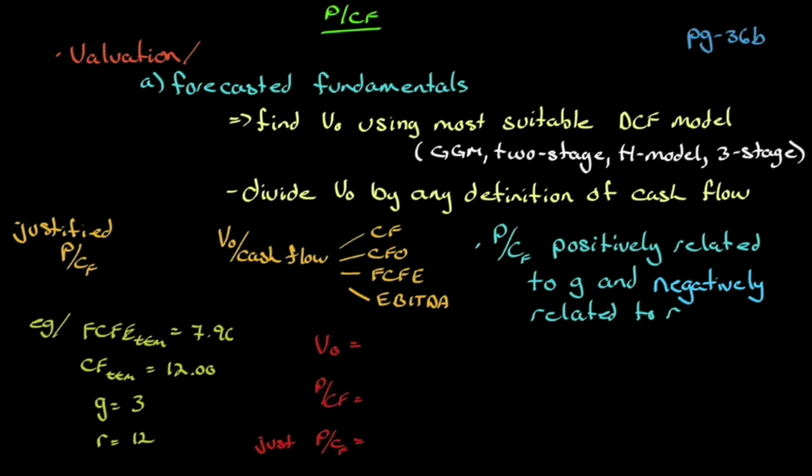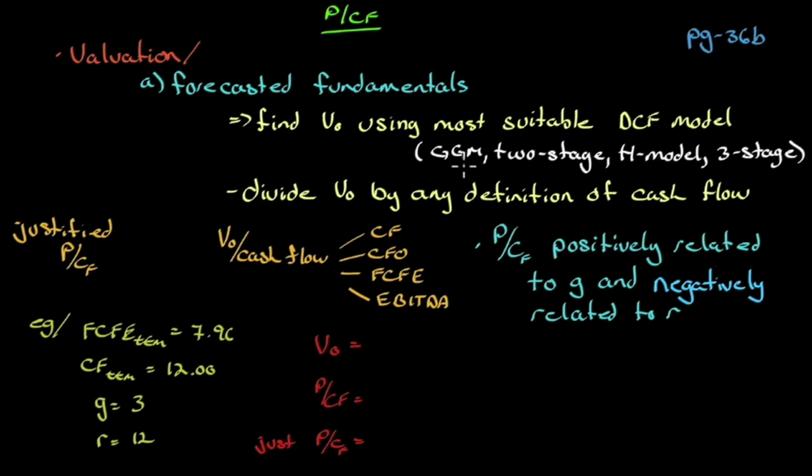So to say a justified price to cash flow, well, now we have to be careful. A justified price to what cash flow? So we can't really do it the same way. What we need to do here is, our first step is to develop or estimate an intrinsic value for the company by whatever method we want to use. So our first step is to find V0 using the most suitable discounted cash flow model, suitable for, of course, the type of cash flows that we're looking at.